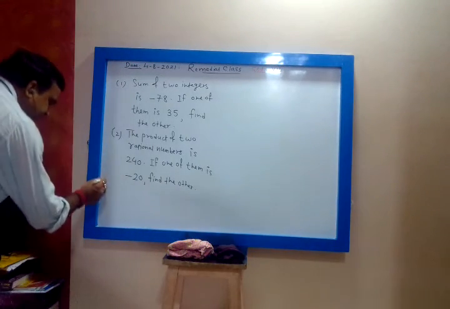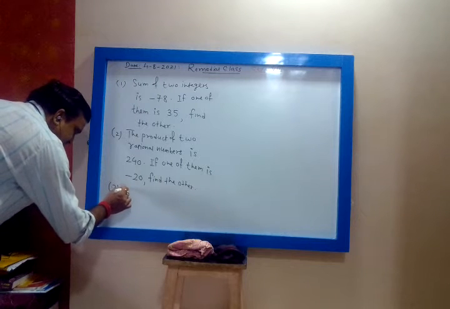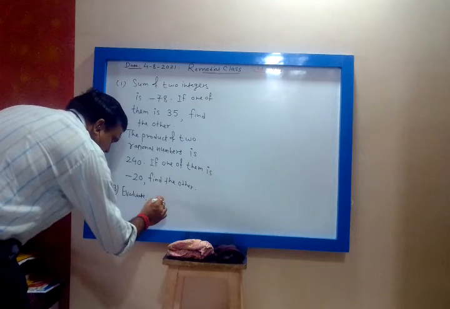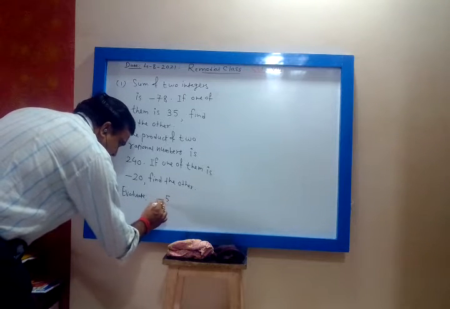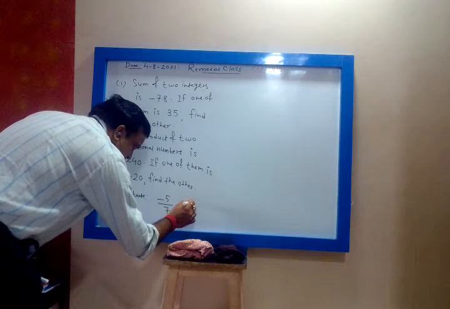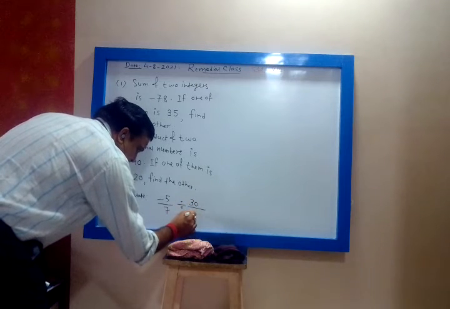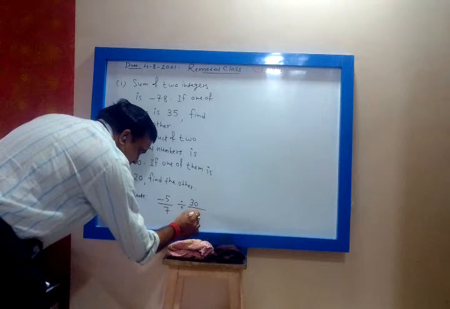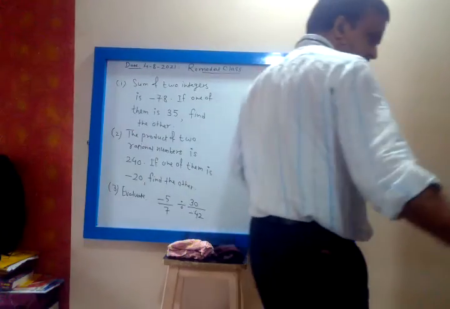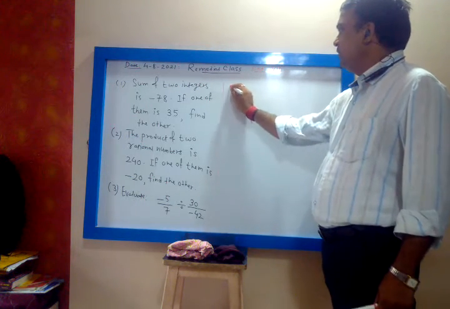Then third, evaluate minus 5 upon 7 divided by 30 upon minus 42. Start solving this.